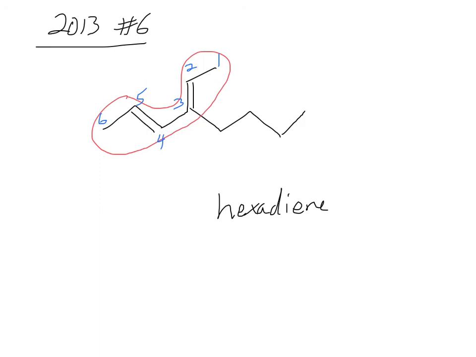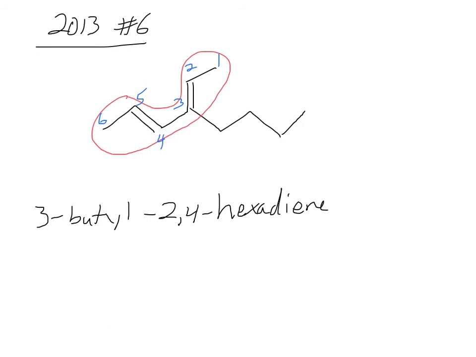So the double bond is at 2, 4 hexadiene. And at carbon 3, there's a butyl. So 3-butyl-2,4-hexadiene. This is how I would have named it. This is fine. Yep, so we're not done.